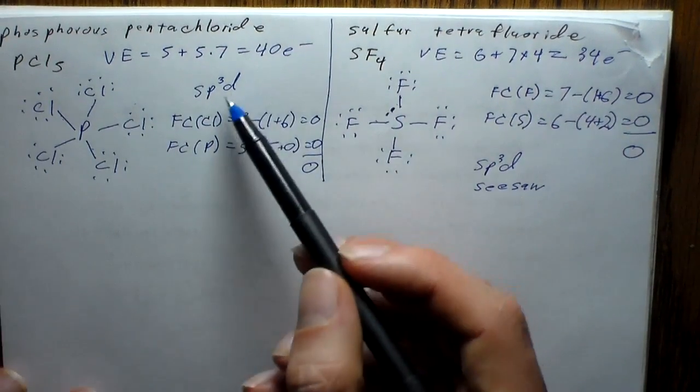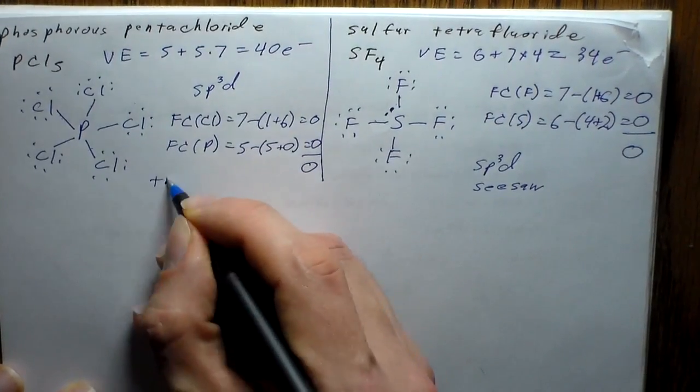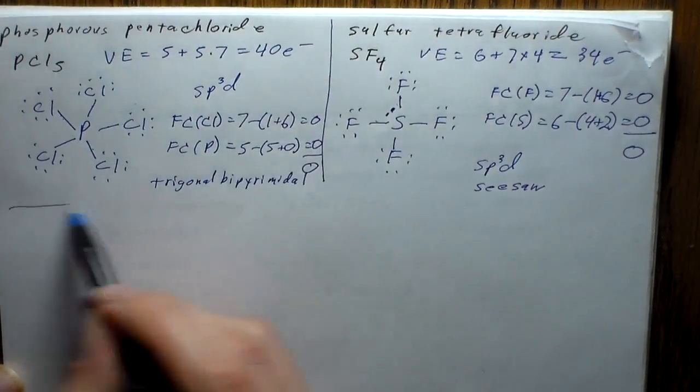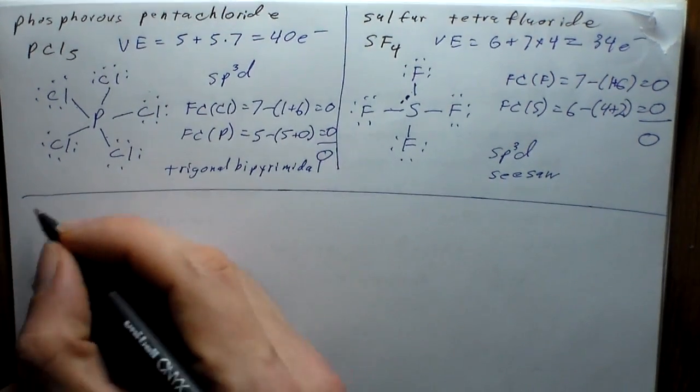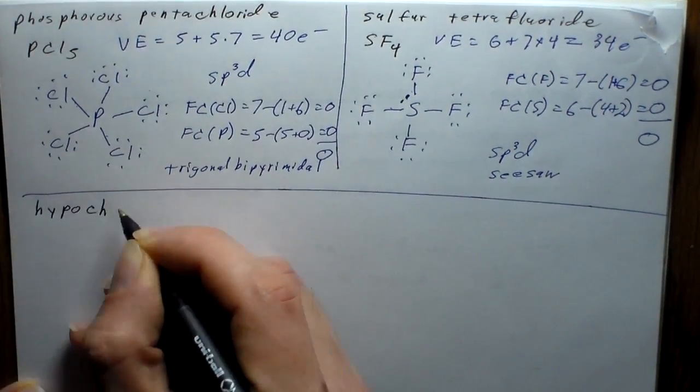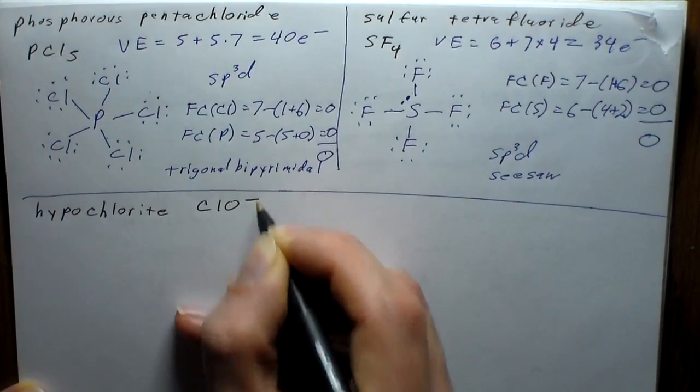And like we said before, this one here is going to be that trigonal bipyramidal. Okay. And next up we're going to be looking at some oxyanions here. So here of course is the hypochlorite, which is our ClO minus of course.